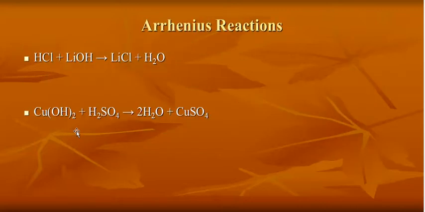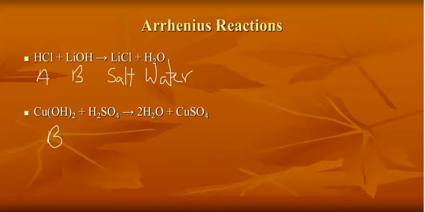Here's a couple of examples of some Arrhenius reactions. In the first one, HCl, that's my acid. It contains hydrogen listed first. LiOH, that's my base. It contains the hydroxide group. Arrhenius reactions produce a salt and water. Now, a salt is a generic term for a cation plus an anion combined into a compound. In the second example, Cu(OH)2, that's my base. It's got the hydroxide. H2SO4, it's got hydrogen listed first. That's my acid. You see I get water and salts, CuSO4.